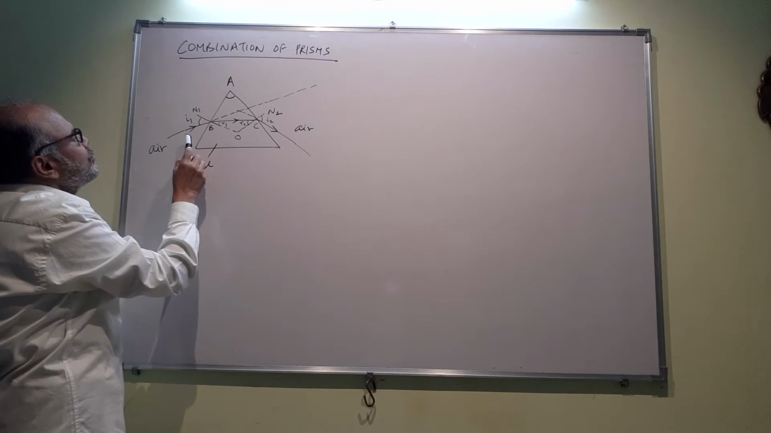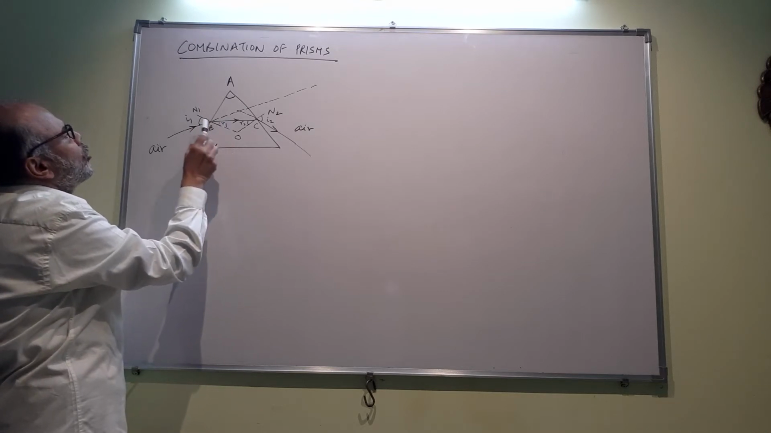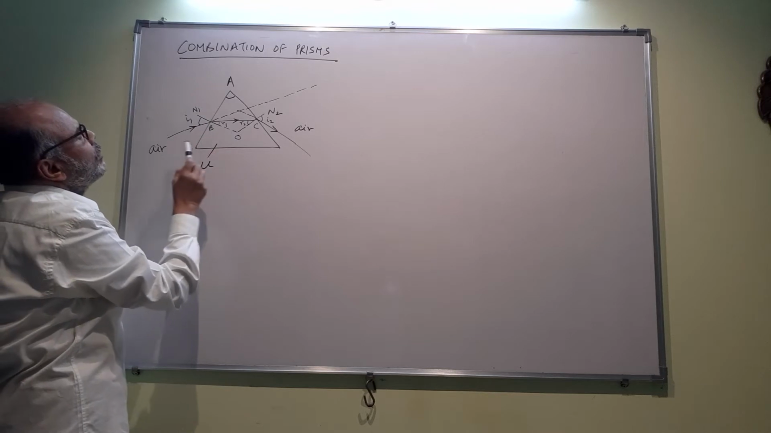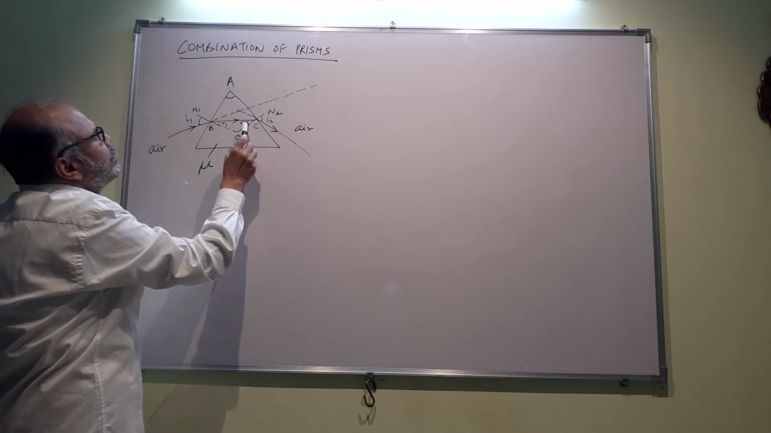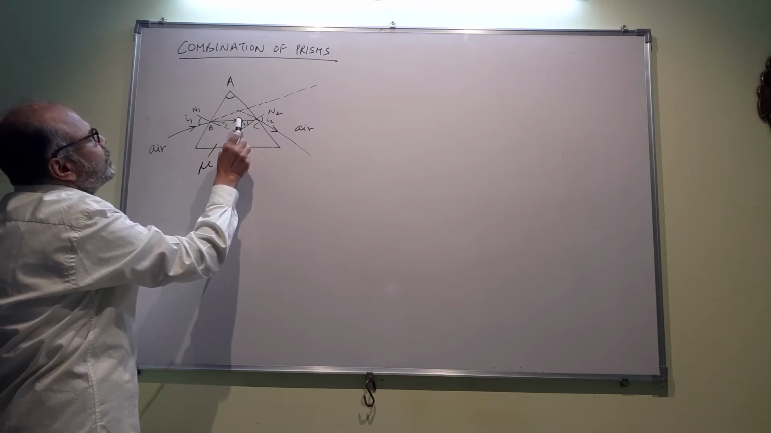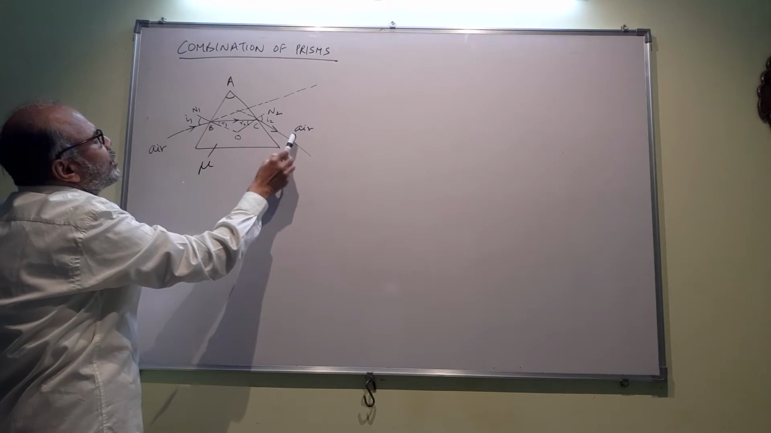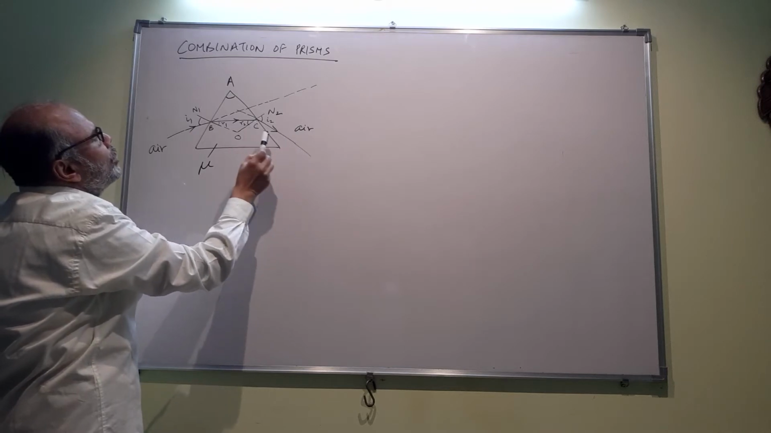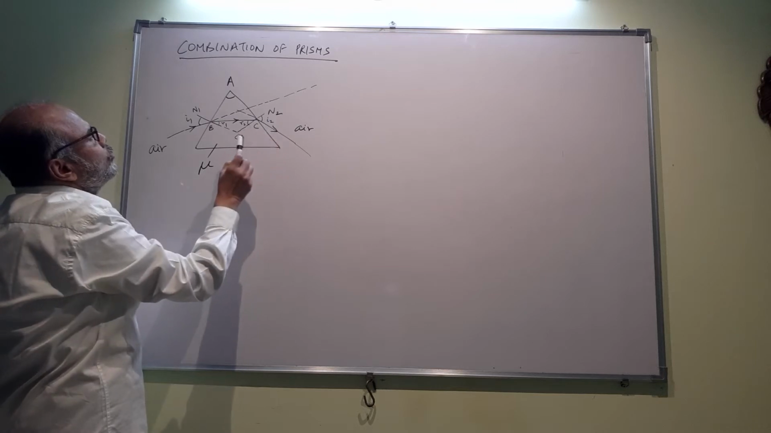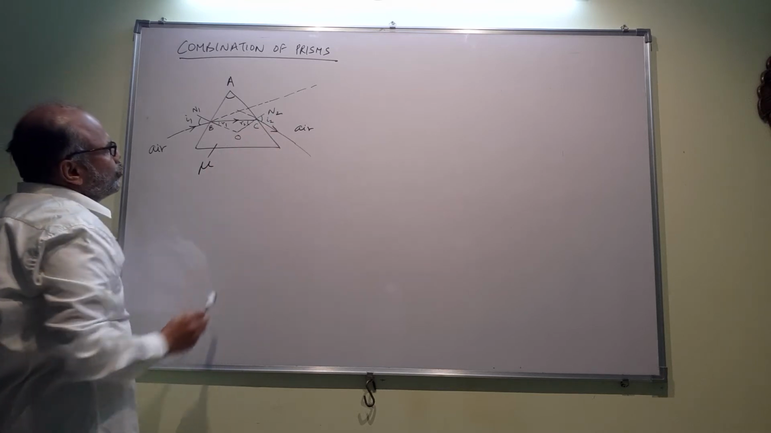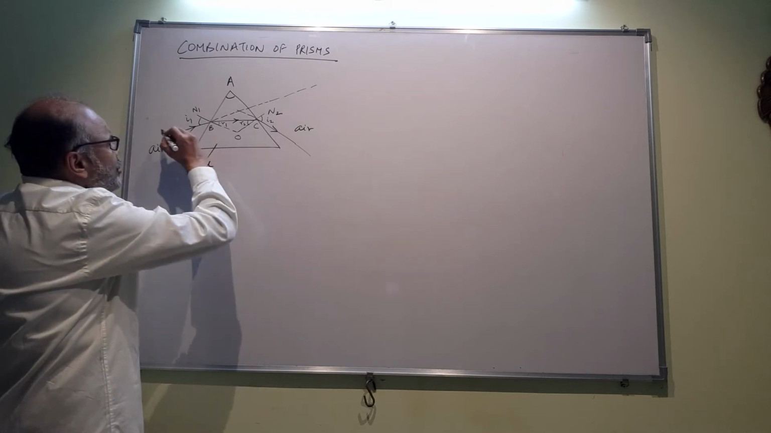The ray travels from a rarer medium to a denser medium, so it bends towards the normal. N1 is the normal. Then it falls on the second refracting surface. The angle of incidence there is R2. Now it is going from a denser to a rarer medium, so it bends away from the normal. And the angle of emergence is I2. The normal is N2. Now we wish to know what is the deviation.